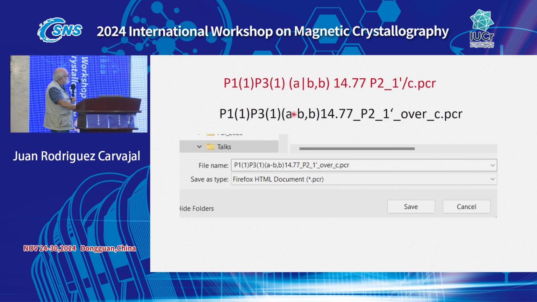replace the pipe by a minus sign here, because it separates the first representation from the second one, the order parameter direction. Here is the number of the magnetic group. I put that together, and between the number and the name of the magnetic space group, I put an underscore. And the slash I replace by underscore over underscore C, to say P1 prime over C, PCR. Then I modify that, you save, and you get a PCR file which is complete.